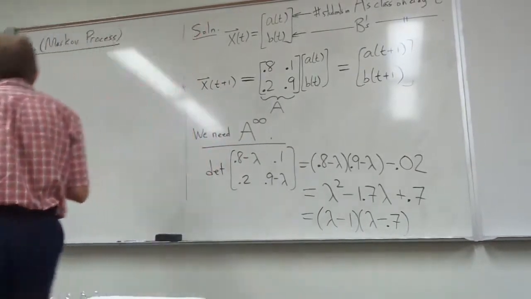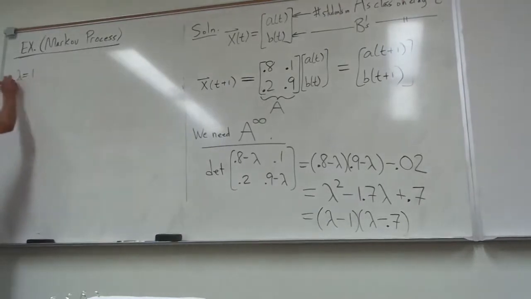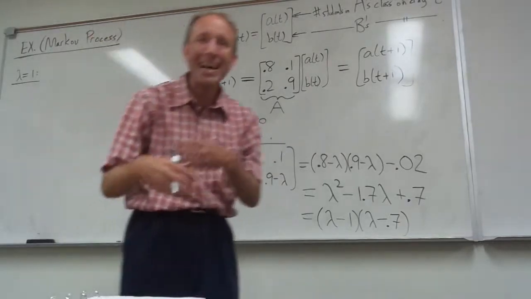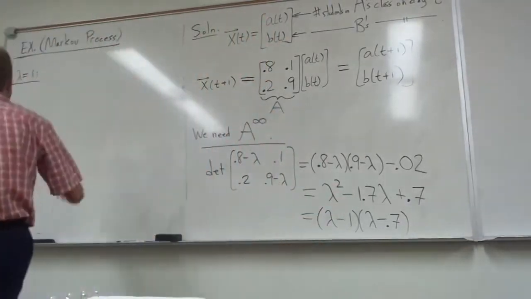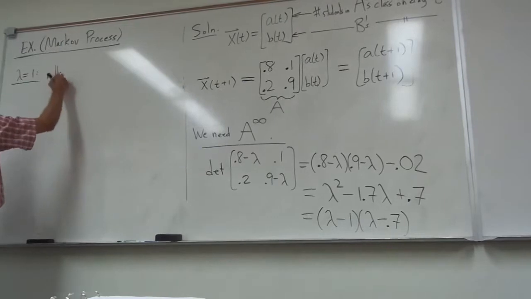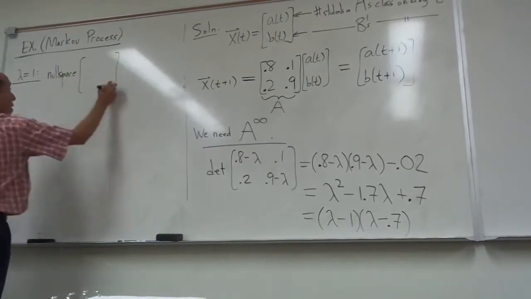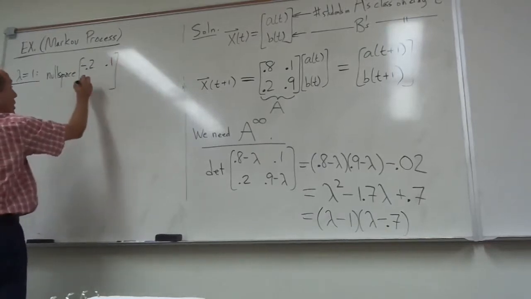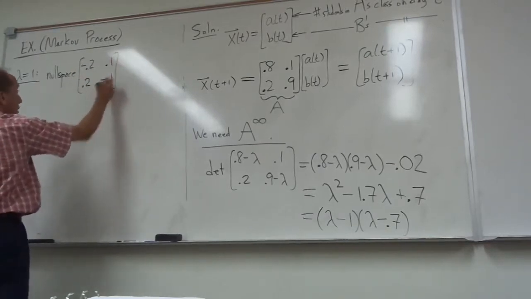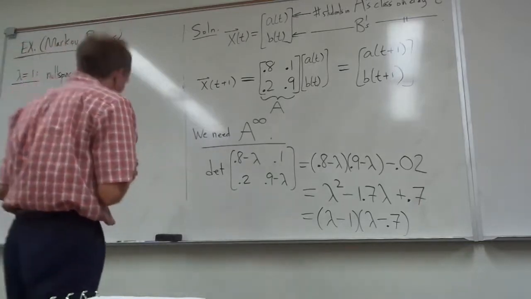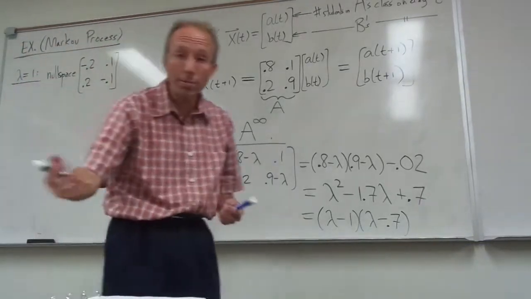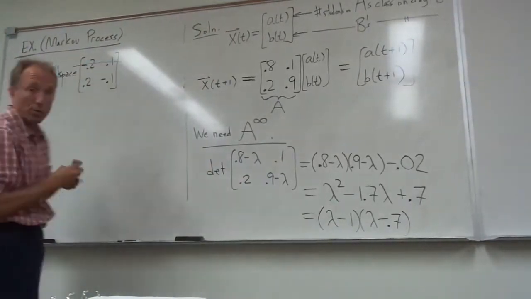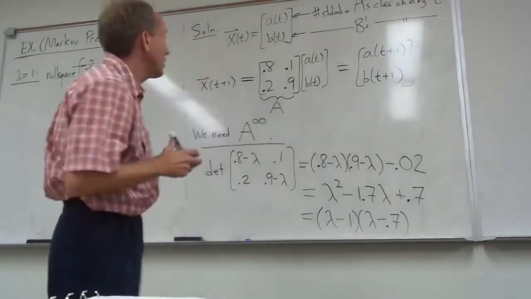So let's look at each eigenspace: lambda equals 1, and then we'll do lambda equals 0.7. We have to find the corresponding eigenvectors now. I'm going to look at the null space of the matrix that I get when I subtract 1 from the main diagonal. I'll have negative 0.2, 0.1, 0.2, and negative 0.1. This matrix is always not invertible. I'm going to cross off a row. It doesn't matter which row we cross off, one of them is going to get zeroed out.